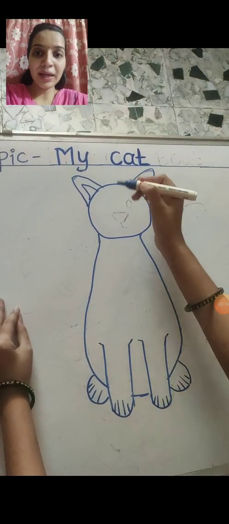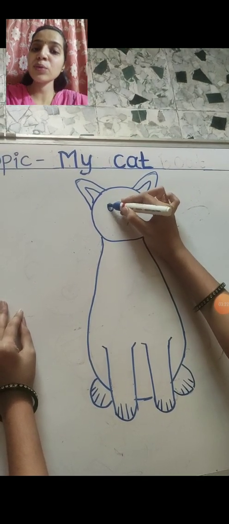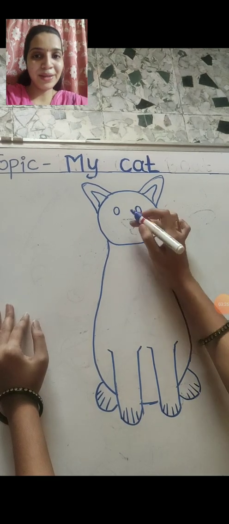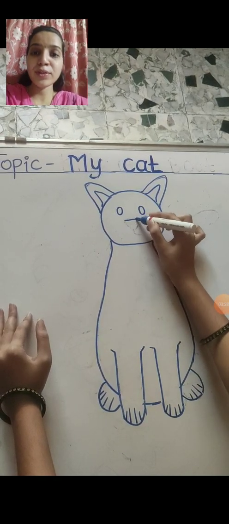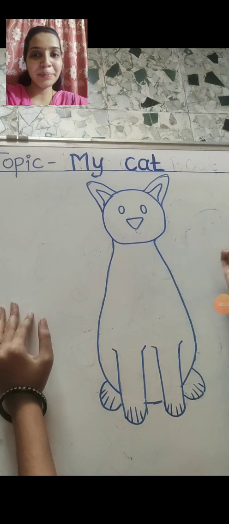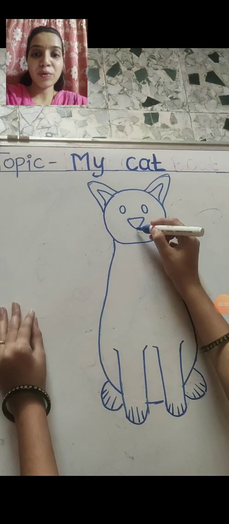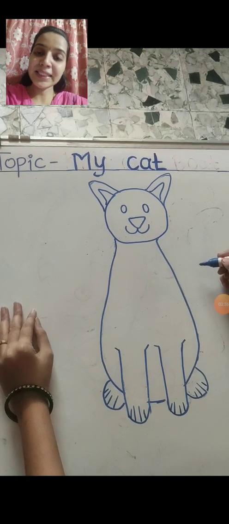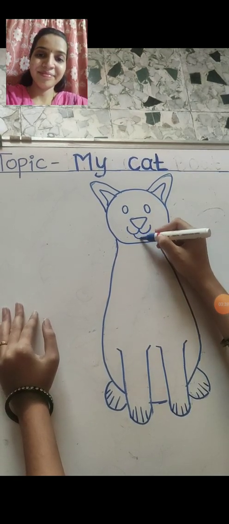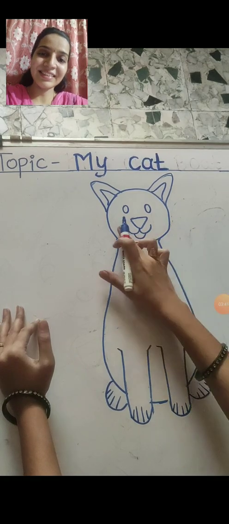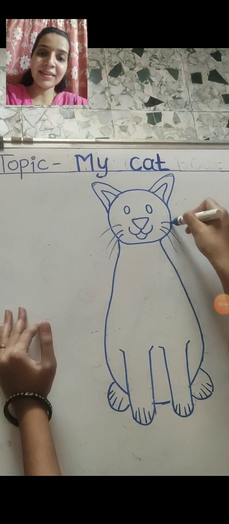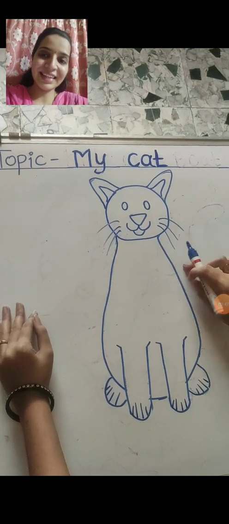Now we will make the face. First we will make the eyes. For the eyes make two small circles. Make them small, not big. Okay. For the nose make a triangle shape. For the mouth first make a W shape and then a C shape like this. Now make three lines on one side like this, and on the other side also three lines like this.